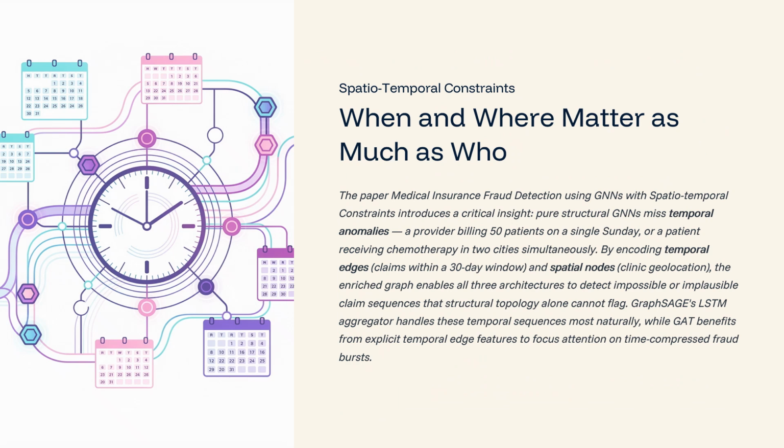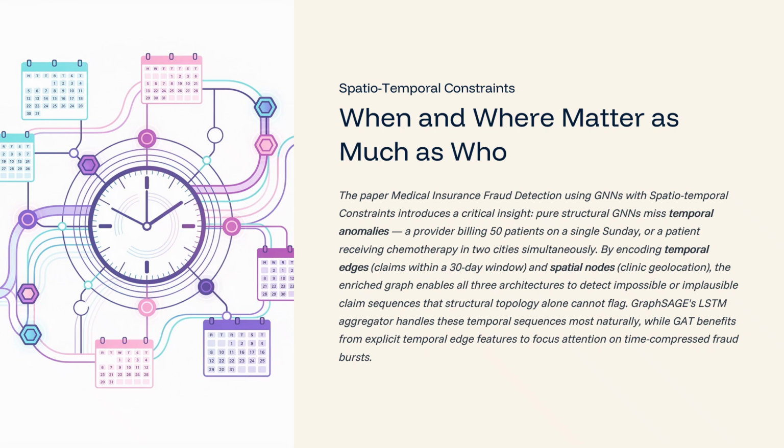Now the most important feature is the spatiotemporal constraints. It is a class of fraud that purely structural GNNs are completely blind to, and it's exploited constantly. A provider billing 50 patients on a single day. A patient receiving chemotherapy at a clinic in Miami and a clinic in Chicago on the same day. These are impossible claims. But a model that only sees graph topology never asks when or where. So it can't see the impossibility.